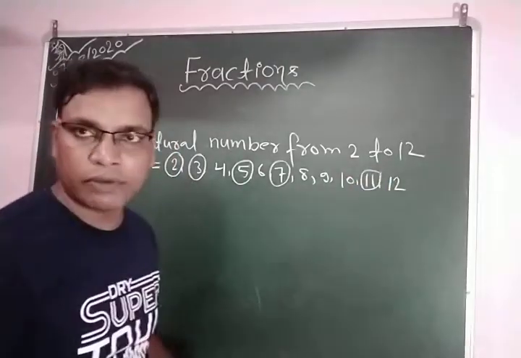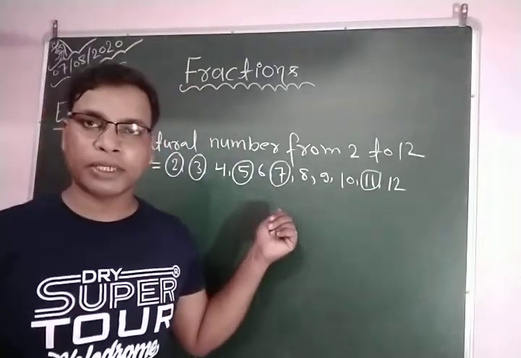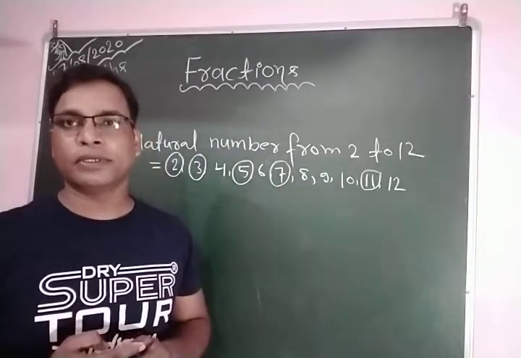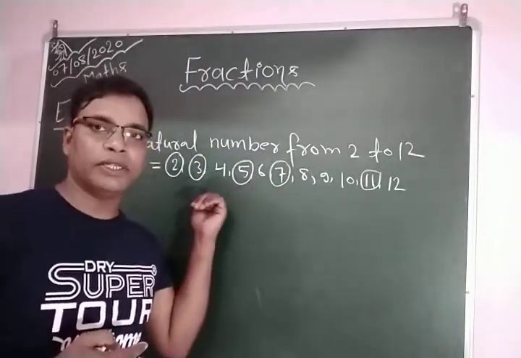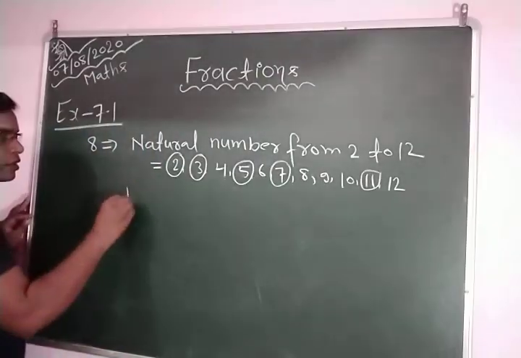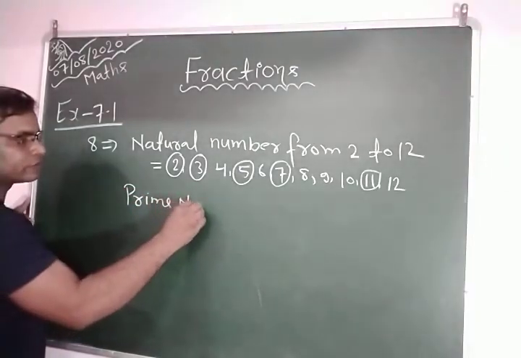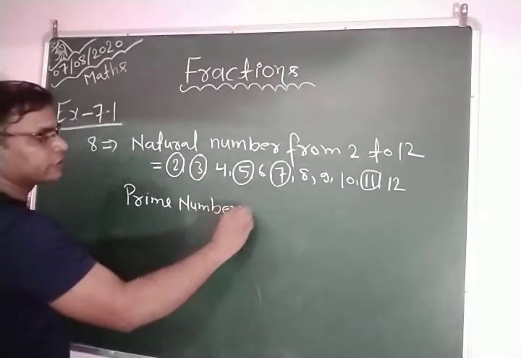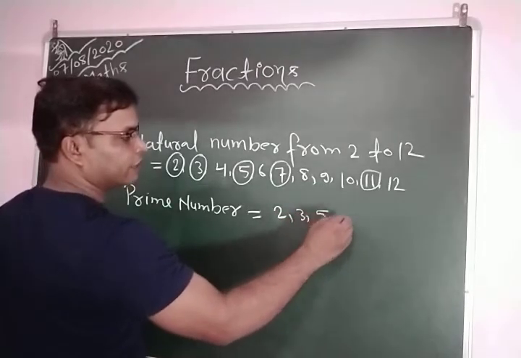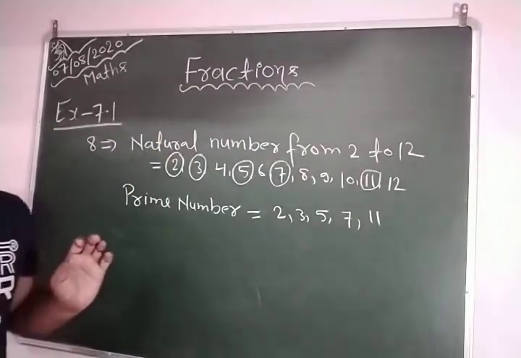11 is a prime number because 11 has only two factors, 1 and itself, 11. 7 is a prime number because 7 has only two factors, 1 and itself, 7. Similarly 5, 3, 2 are also prime numbers. So we write here the prime numbers are 2, 3, 5, 7, 11.